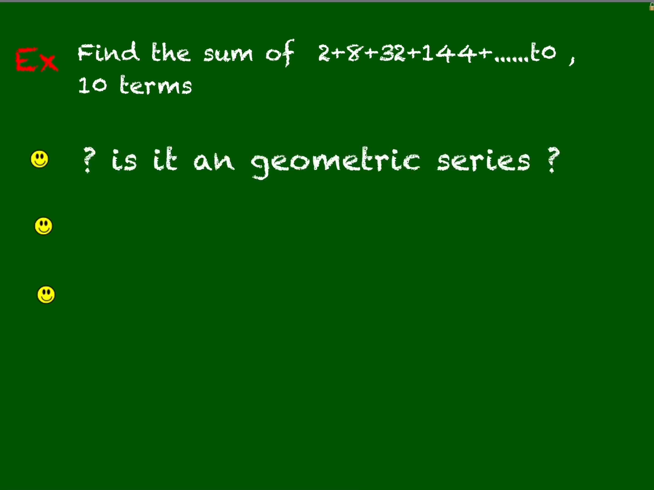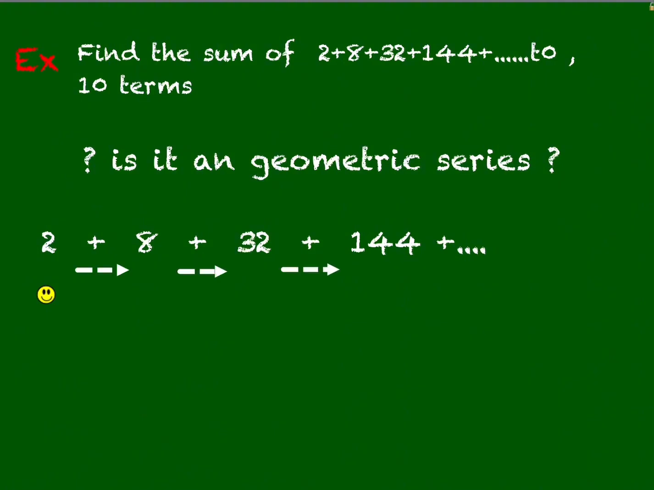Is this a geometric series? First, we need to check by determining if the ratio between consecutive terms is constant. The sequence terms 2, 8, 32, and 144 are given. As you can see, each term is 4 times the previous term, so the ratios between consecutive terms are equal. This means it's a geometric series, and the common ratio is 4.